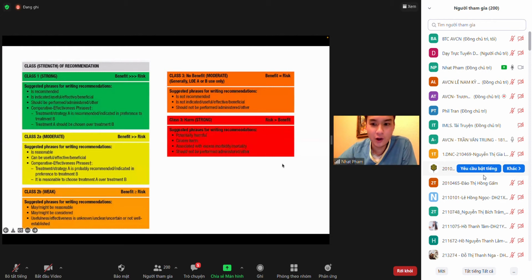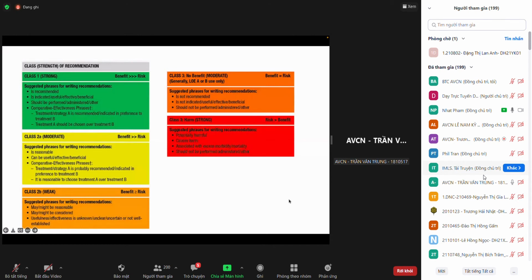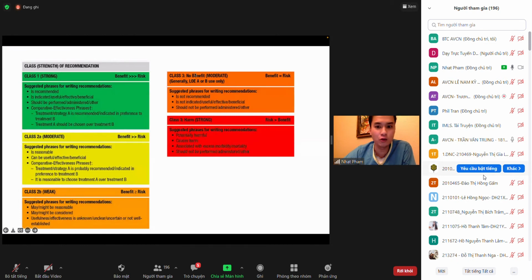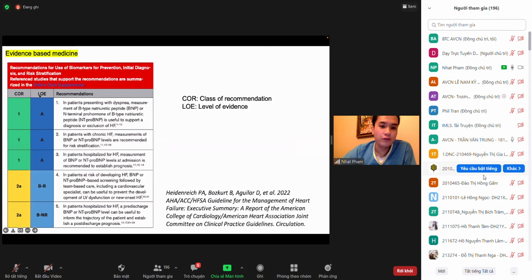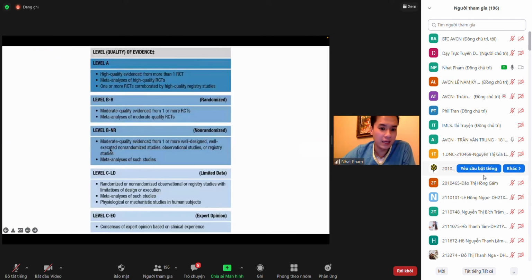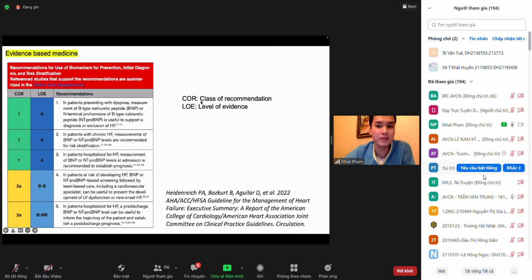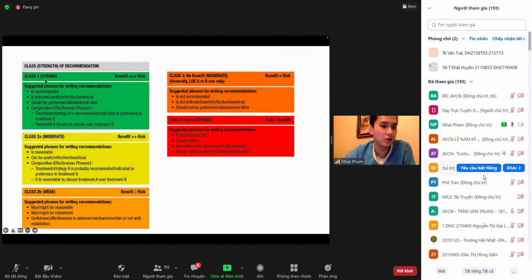Anyway, when you see that the class of recommendation is 1, 2A, 2B, or 3, or the level of evidence is A, B, BR, BN, or level C, it has different meanings. It is the way the guideline talks about what you should do and what you should not do. For example, class 1 means that it is recommended, it is indicated. It is a strong recommendation. COR means the class of recommendations. So class 1 means very strongly recommended.